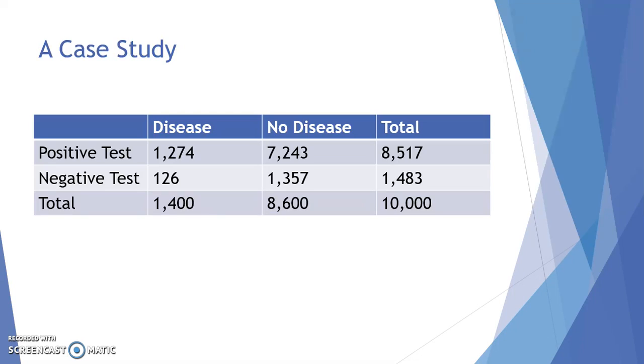Right now I'm going to present to you a case study on the diagnostic test. In a population of 10,000 people, as you can see, those with the disease include 1,400. Those without the disease include 8,600. So it's a relatively significant amount of the population with this disease. I am going to present to you the statistics for sensitivity and specificity for this diagnostic test.